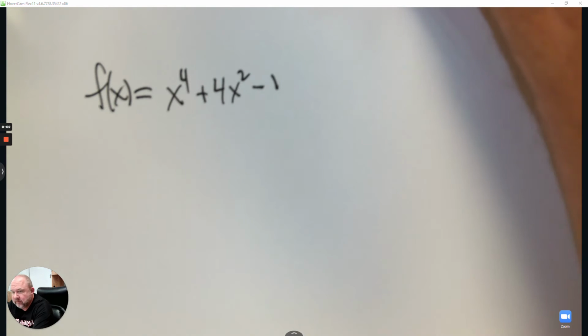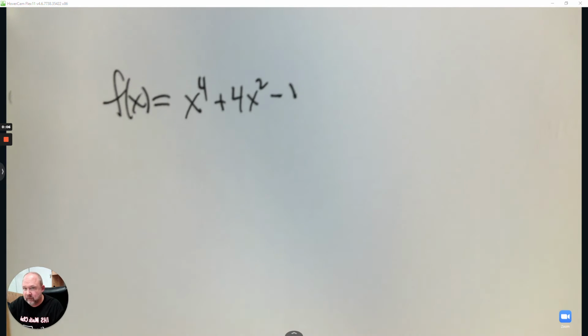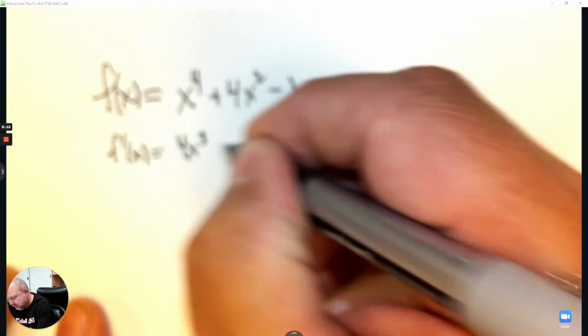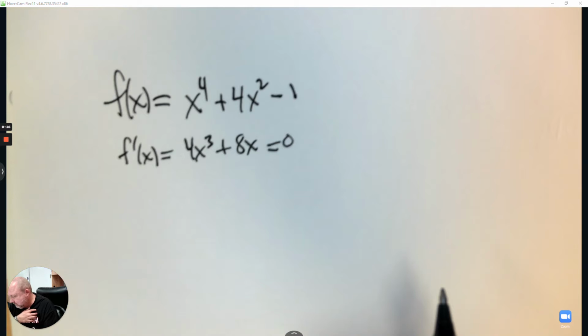All right, so we're going to review for the first derivative test. The big idea here, right? We're going to find where the turning points are. We're going to find where it's increasing and decreasing. So we're going to take the derivative, make it equal to 0, and then we're going to solve it.